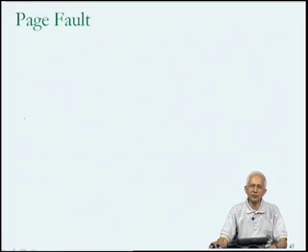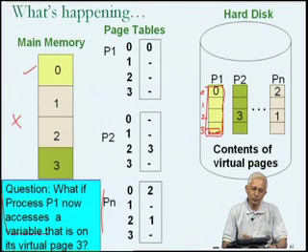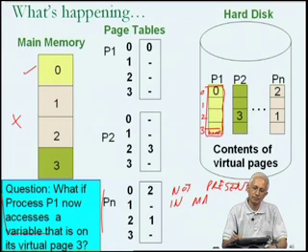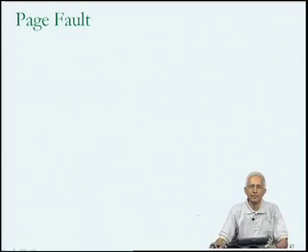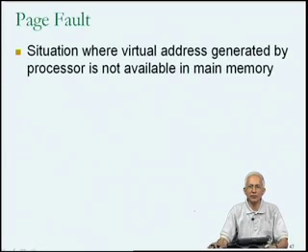Now this situation that has just been described, one where a process tries to access a variable and it is identified that that particular page is not present in main memory, this situation is what is referred to as a page fault. Right? So this is a technical term. This is the situation where a virtual address generated by the processor is translated, or an attempt is made to translate it, and it is found that this particular virtual entity is not currently present in the main memory.